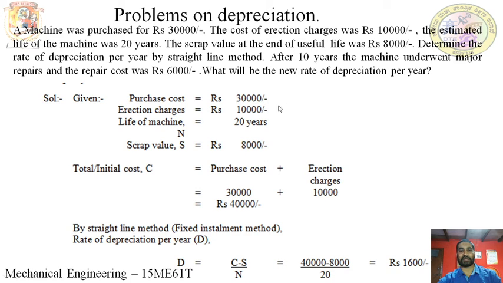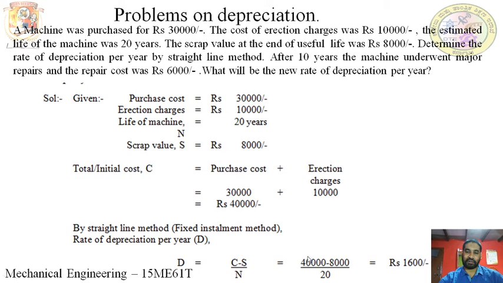So initially we are calculating for the initial years, before 10 years. The purchase cost is 30,000 and the erection charges are 10,000, making 40,000. The 6,000 should not be considered because it is after 10 years. So depreciation by the straight line method is (C minus S) by N.